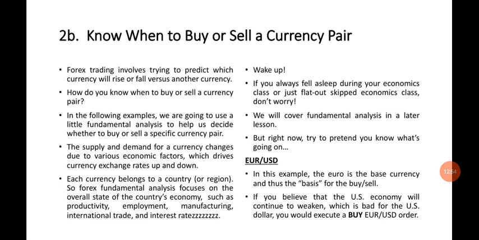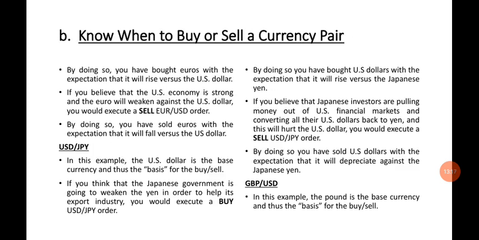So, example using Euro US dollar. In this example, the euro is the base currency, thus the basis for the buy and sell. If you believe that the United States economy will continue to weaken, which is bad for the US dollar, you will execute a buy Euro US dollar order. By doing so, you have bought euros with the expectation that it will rise versus the US dollar.